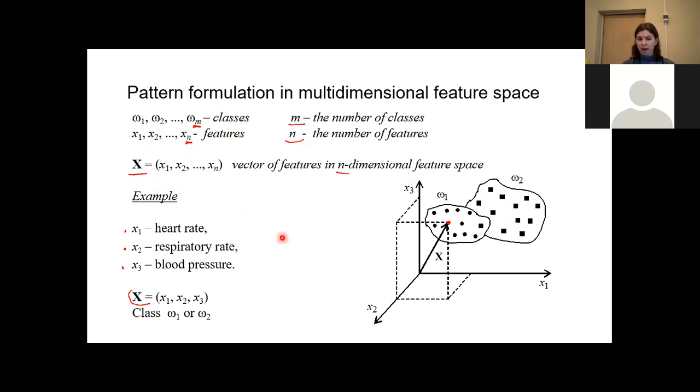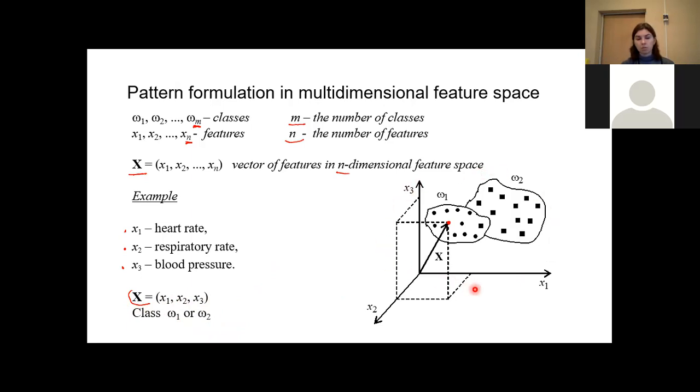For example, we may have such features as heart rate, respiratory rate, and blood pressure, for example, systolic blood pressure. And the class and the vector of our object, the patient, will have these three features. So a feature is a characteristic of the object which is meaningful for our analysis. And let's suppose that we will have two classes, omega 1 and omega 2.